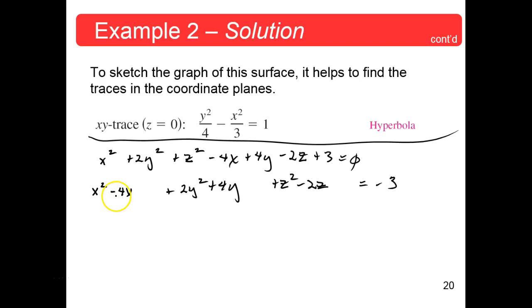Half of -4 is -2. Square it and you get +4. Well, I just changed the whole equation, didn't I? Unless I do a +4 over here as well. Now it's still equal, right?